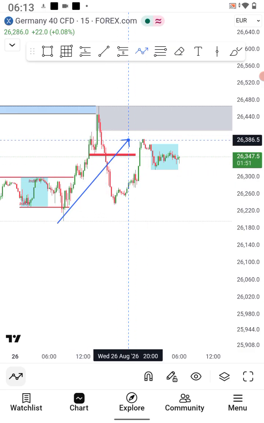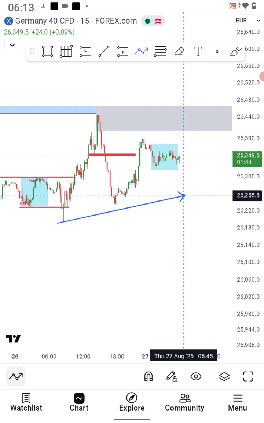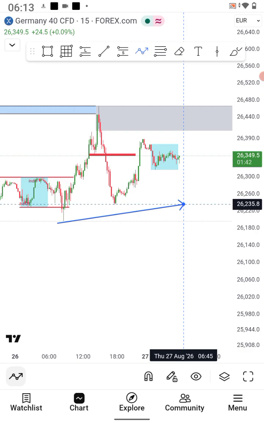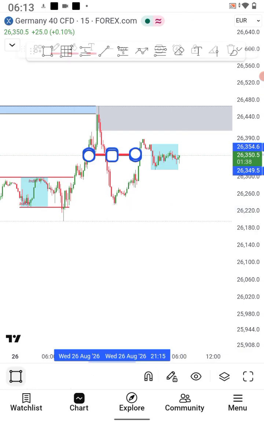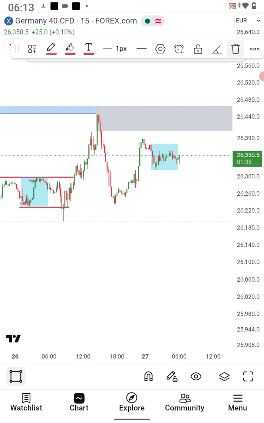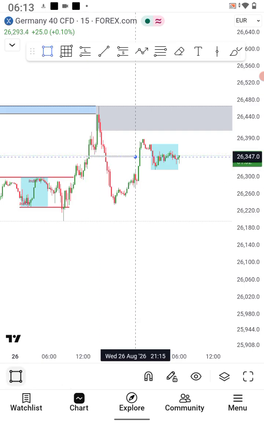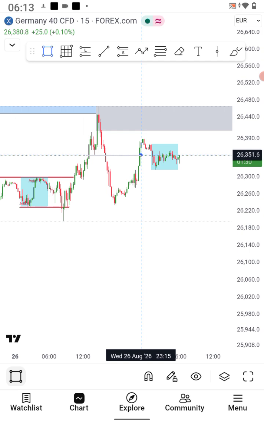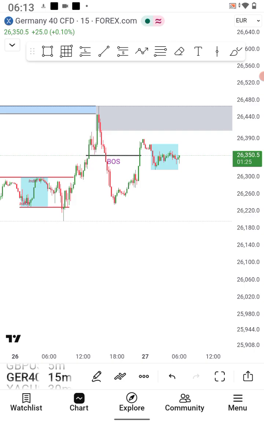Internal liquidity, like another inducement. Are you seeing it now? I want to see that the market will come, tap here and drop. Simple. So this was break of structure. Let me remark that properly. So this is break of structure here. Break of structure here. Are you seeing it now?